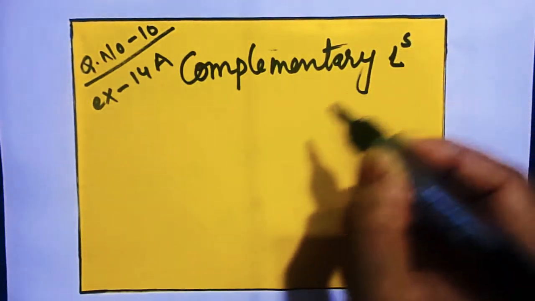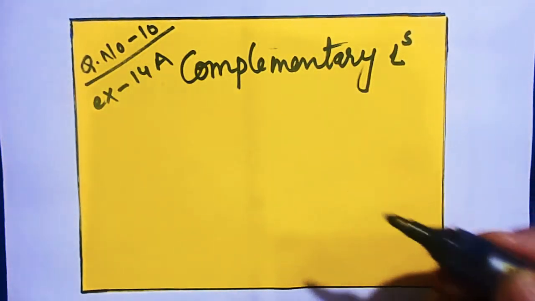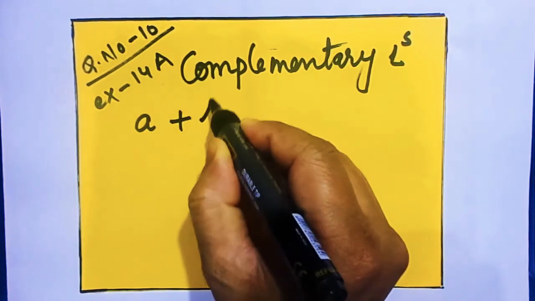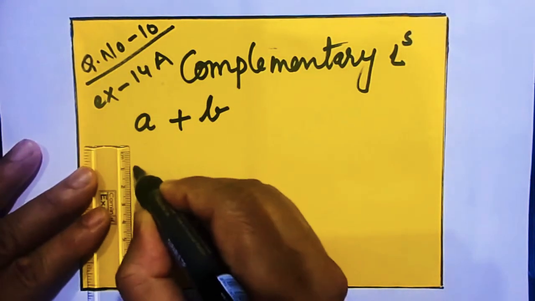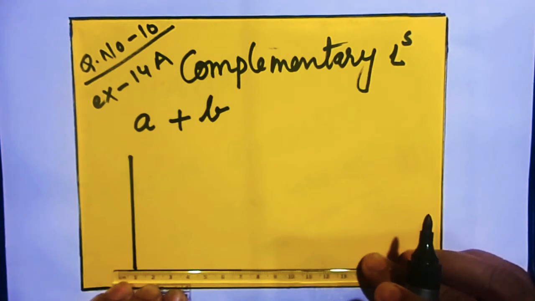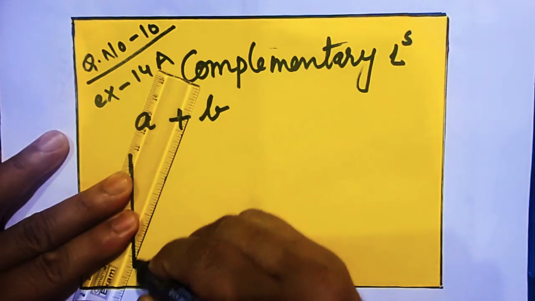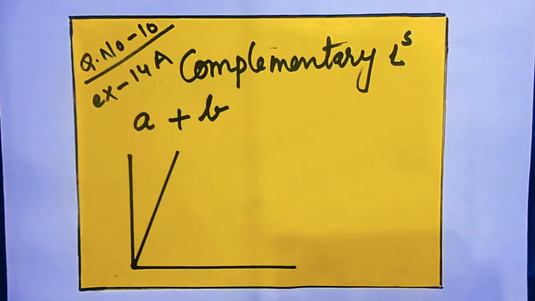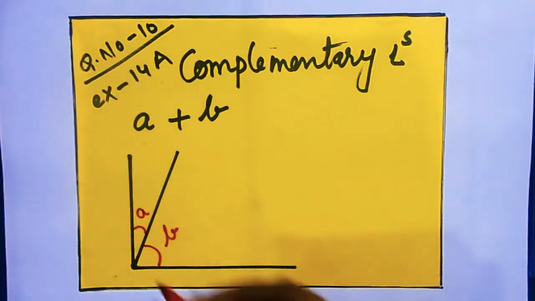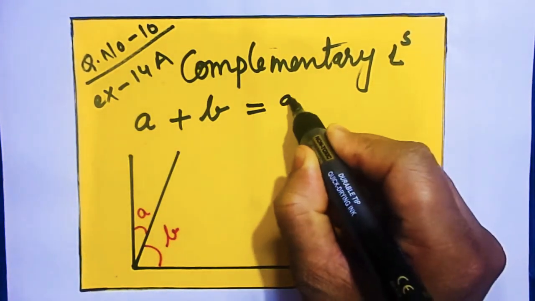Now we have already discussed what we mean by complementary angles. We mean that when two angles are given, A and B, the sum of these two angles should be equal to 90 degree. So let me construct two angles in which one of them is angle A and the other is angle B, whatever be the value. Therefore, according to complementary angles, the sum of these two should be equal to 90 degree.